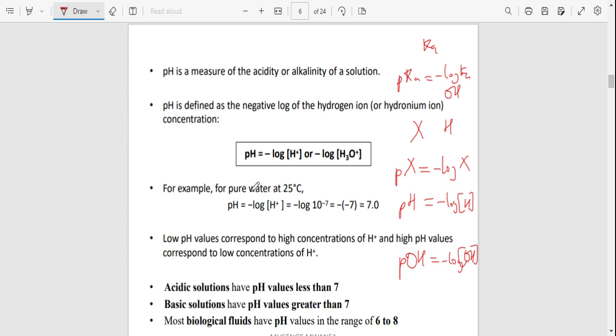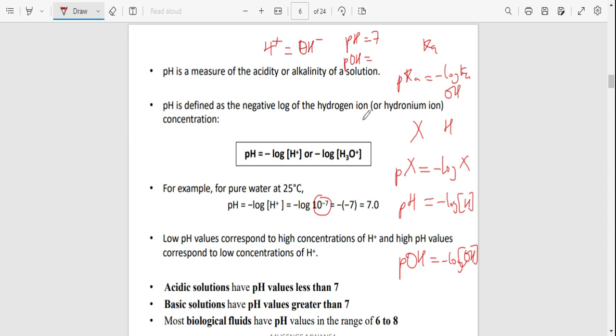Now, when we are talking about pure water at 25 degrees Celsius, the concentration of hydrogen ions is equal to the concentration of hydroxide ions. And that concentration is 10 to the power negative 7. And so pH is going to be negative log of 10 to the power negative 7. That is going to give you pH being equal to 7. If you wanted, also you can find pOH.